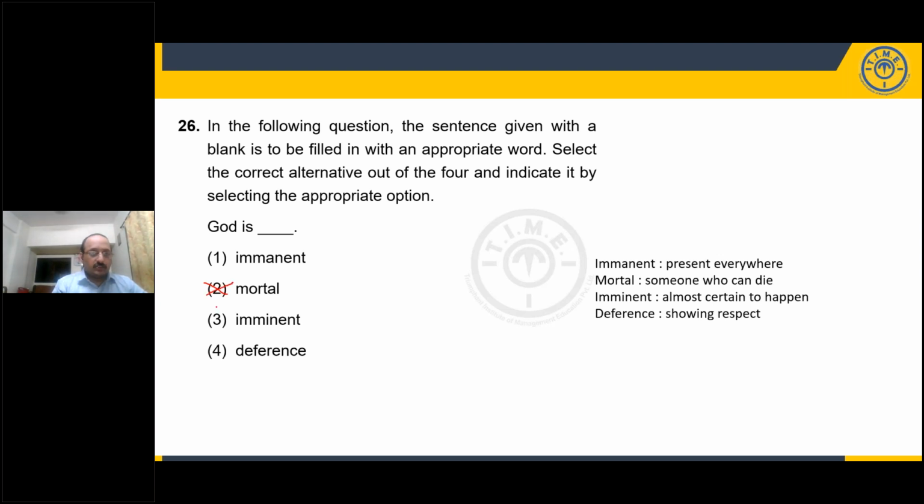So God definitely cannot die. So 2 goes. Is God certain to happen? No, God is already there. Death is certain to happen. So imminent doesn't work in this context. God doesn't show respect. We show respect to God. So 4 goes away. But is God imminent or present everywhere? Yes. So option number 1. God is imminent or God is present everywhere.